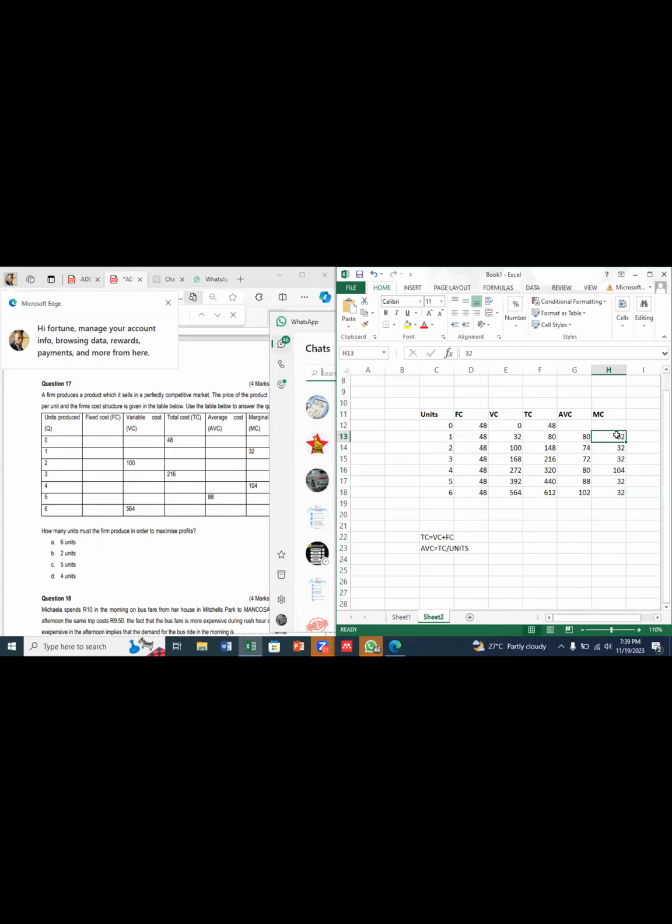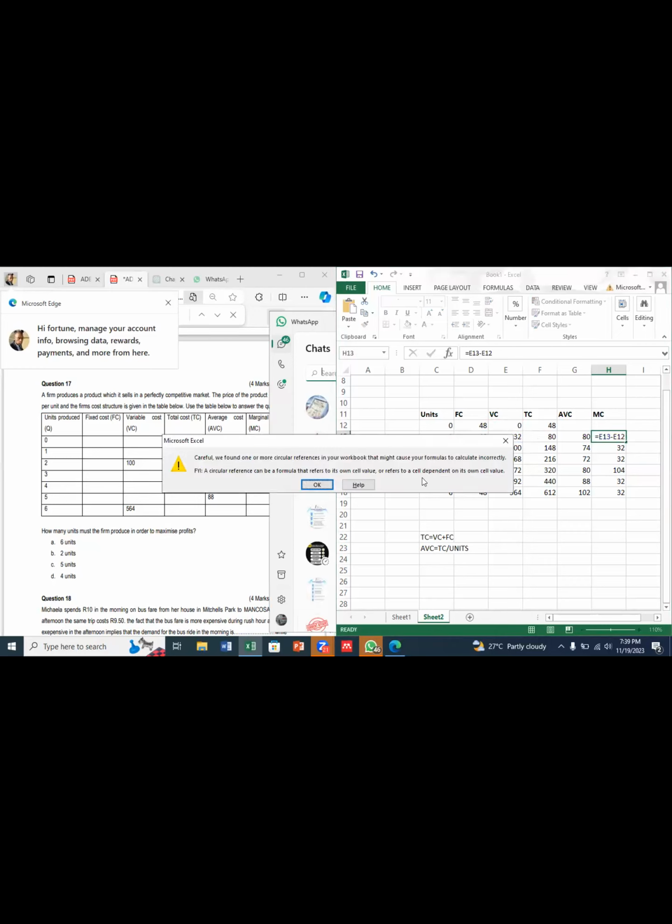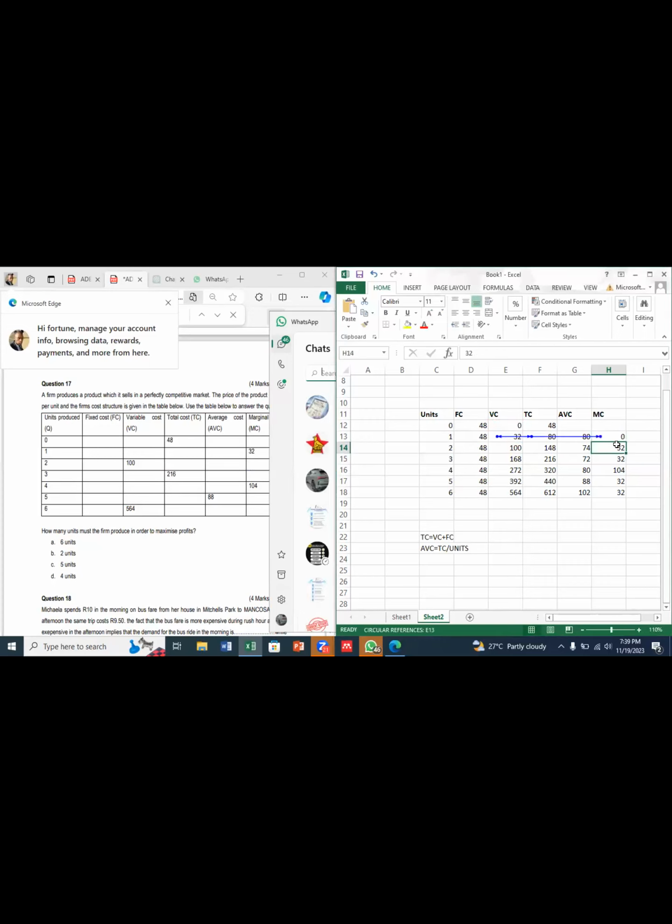From here, the 32, we got it by 32 minus 0. What's happening now? Whatever it is that it is doing, let me try to ignore it and type in manually. All right, 32, then 100 minus that. Okay, I'm going on the wrong cell.